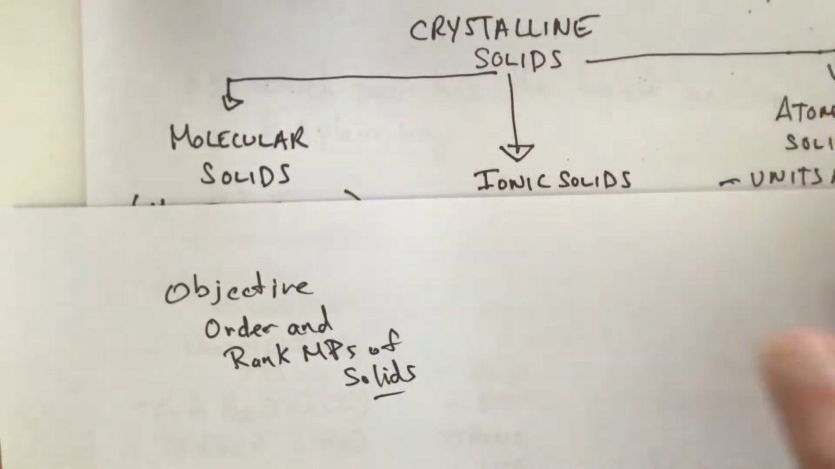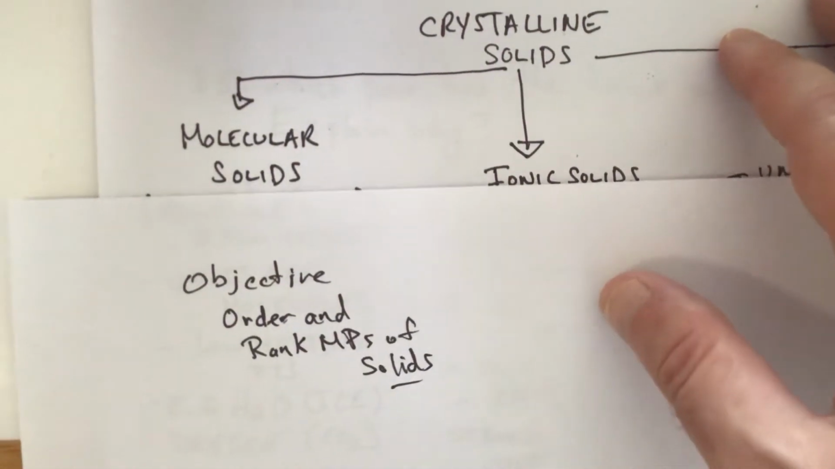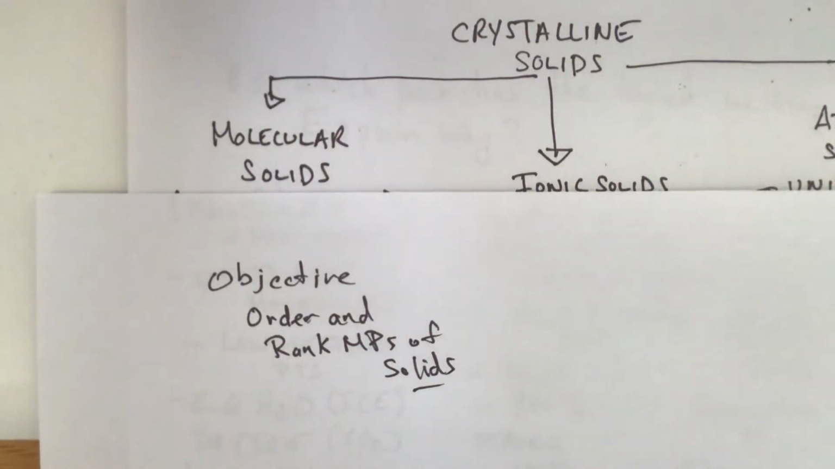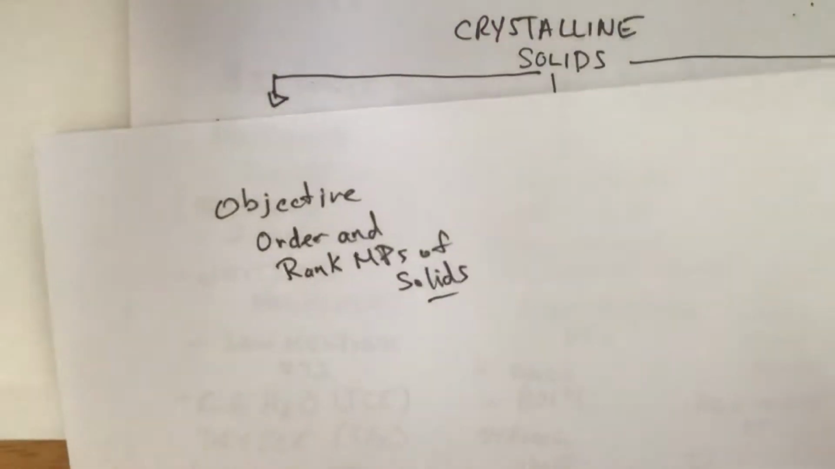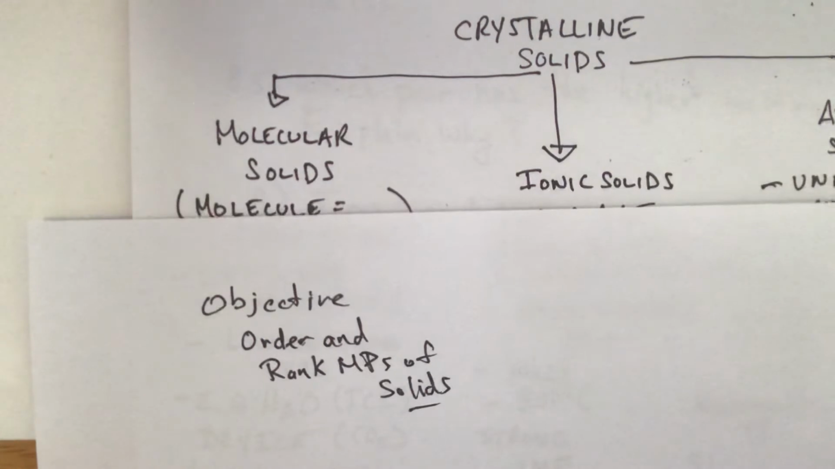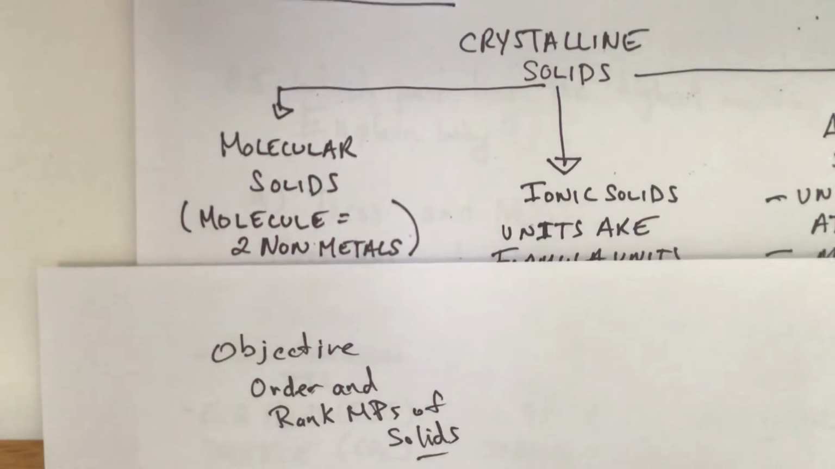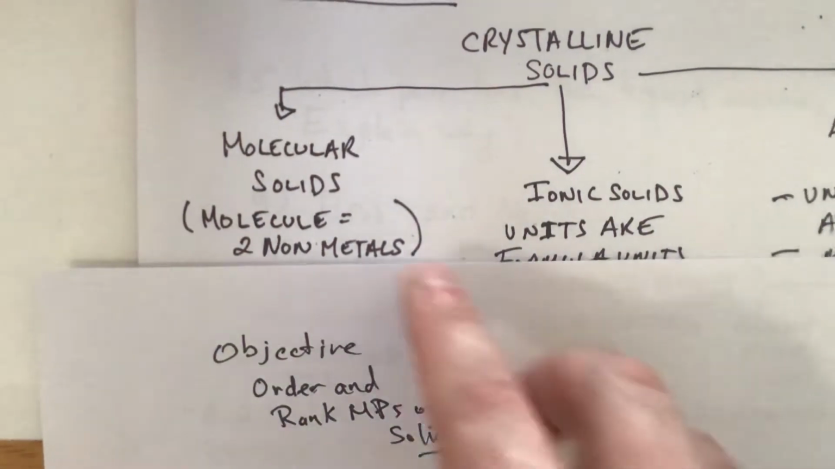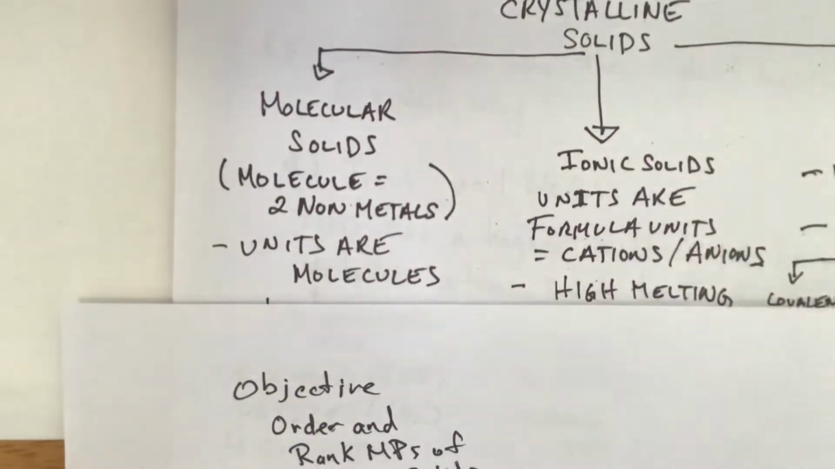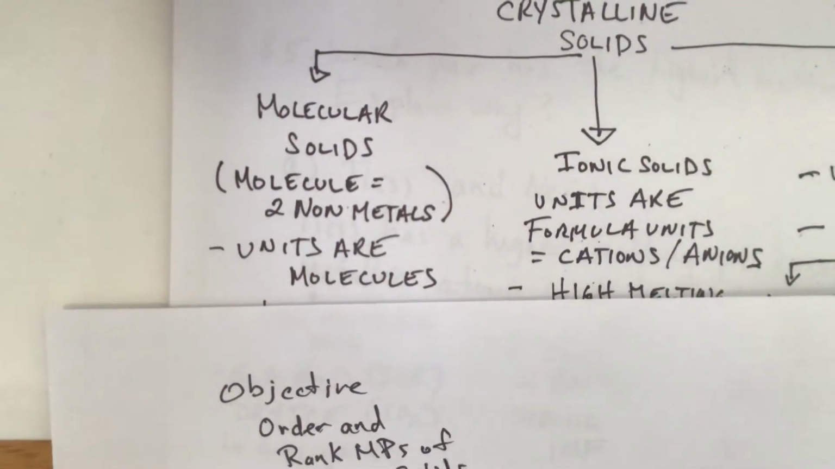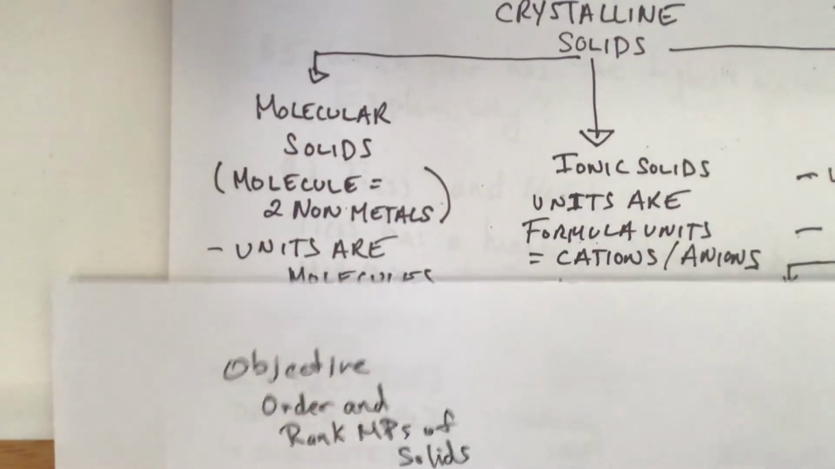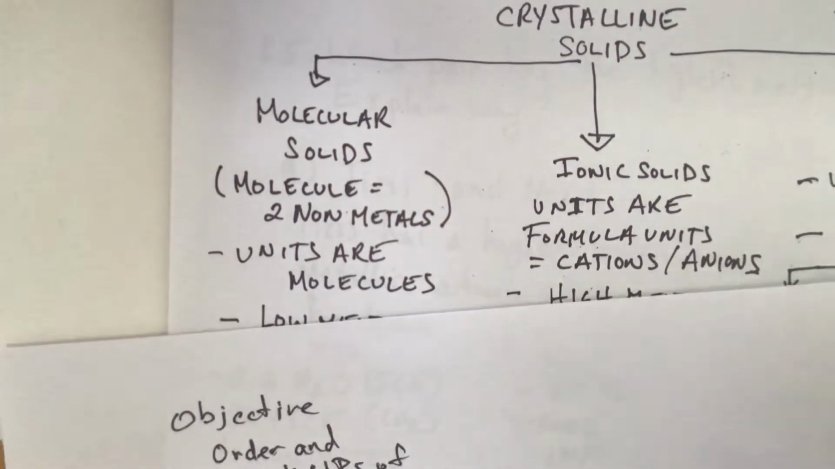So the first one we'll look at is molecular solids. I hope, going back to the beginning of the year, we remember what the word molecule refers to. In some ways we think of molecules as being everything in chemistry, but that's not really true. We need to think of the difference between molecules and other kinds of compounds. A molecule usually refers to two nonmetals that are bonded together. The units that make up a molecular solid are, of course, molecules.